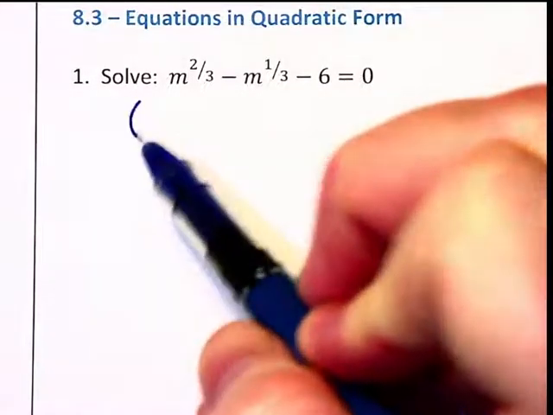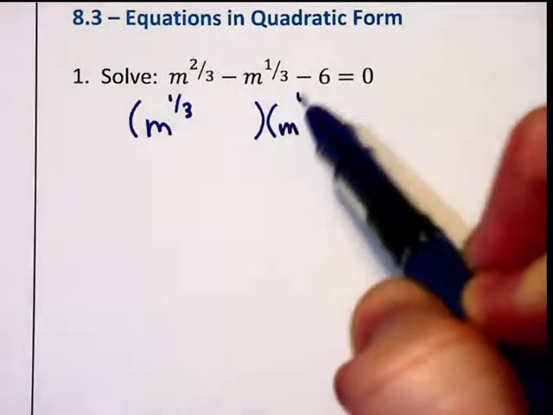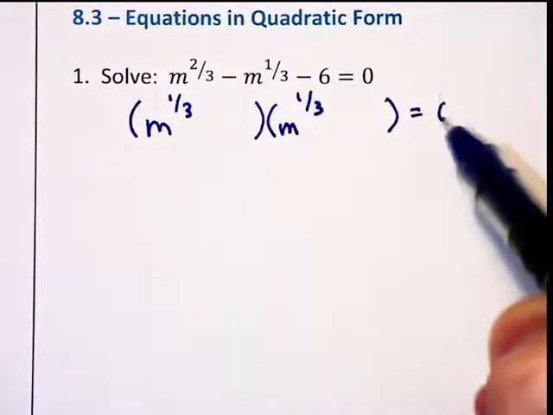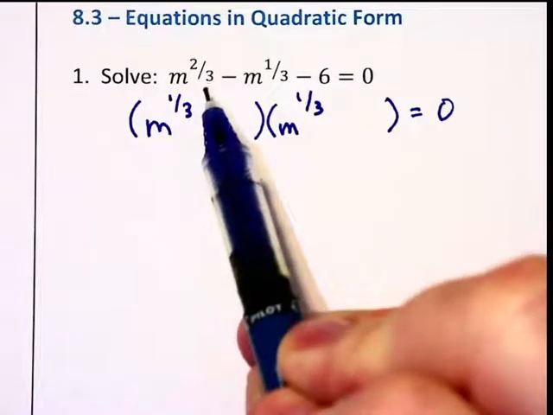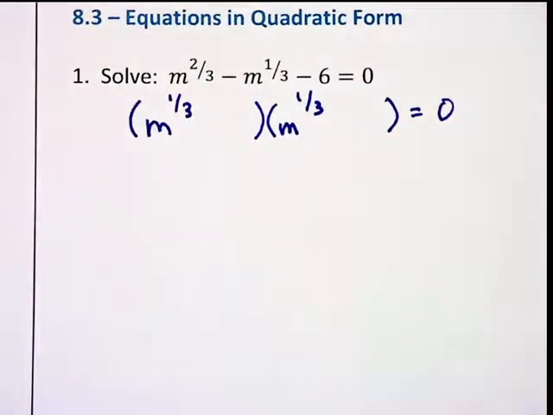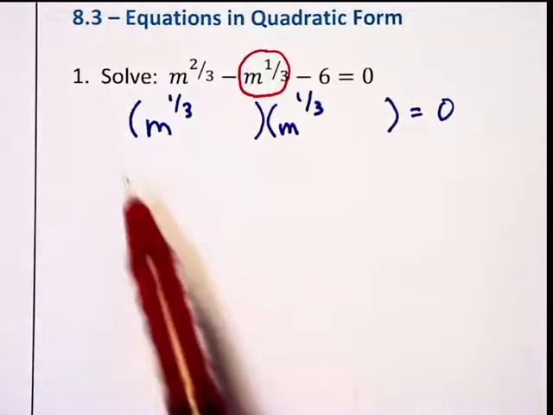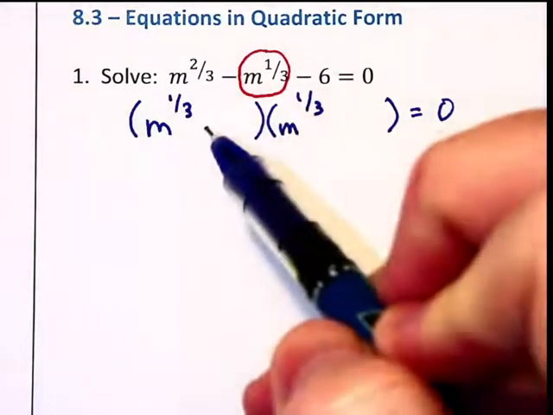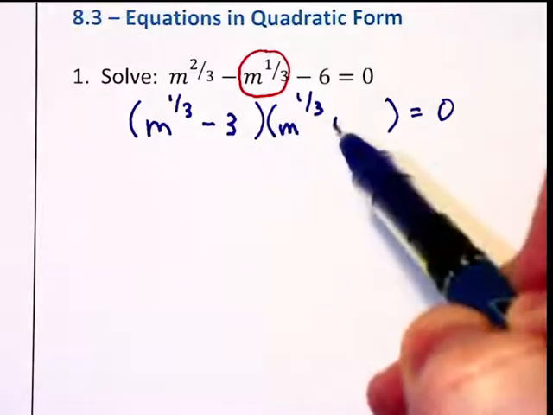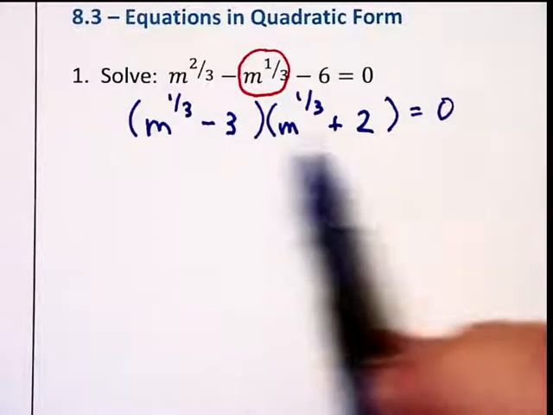and this is going to be factorable. We're going to put an m to the 1/3 at the beginning of each parentheses, because if you think about it, when you're multiplying the F part of FOIL, you're going to be adding exponents, 1/3 plus 1/3, which is 2/3. Or another way to look at this is to look at the middle term. Notice that there's an m to the 1/3 there, and that tells you what's going to be at the beginning of each parentheses. At which point we're now going to factor this, have a -3 and a +2 inside each parentheses, and we're going to be able to solve these equations by using the zero product rule.